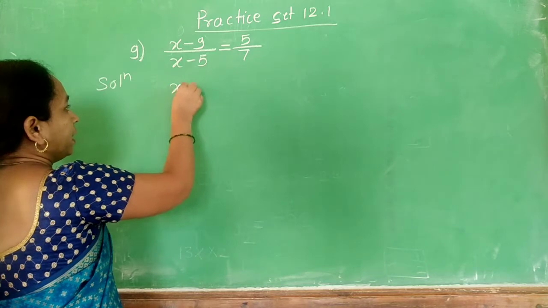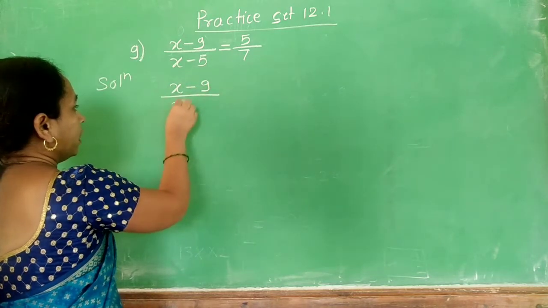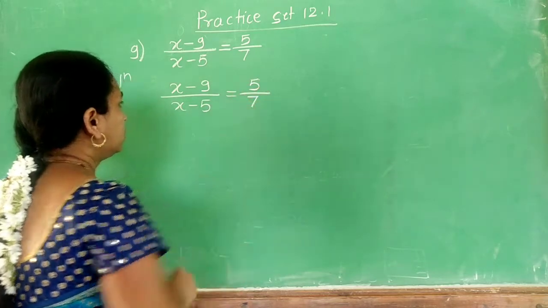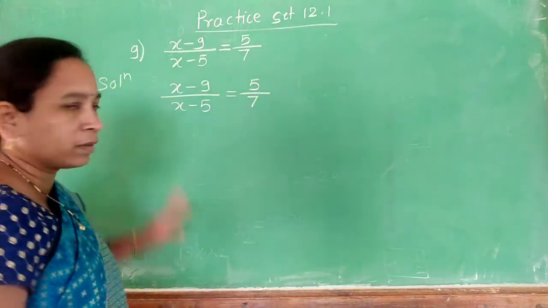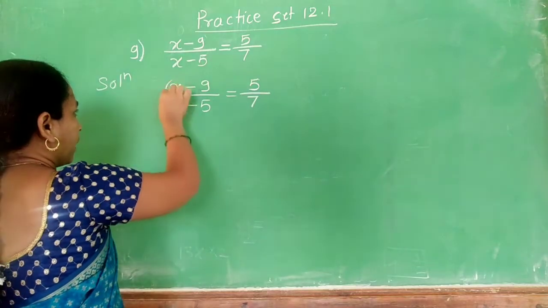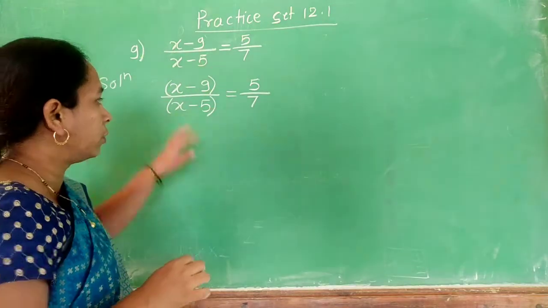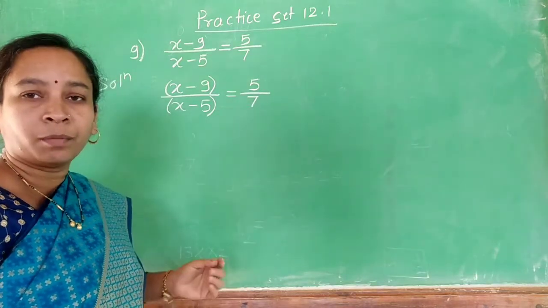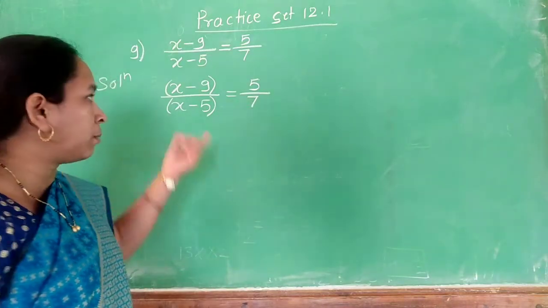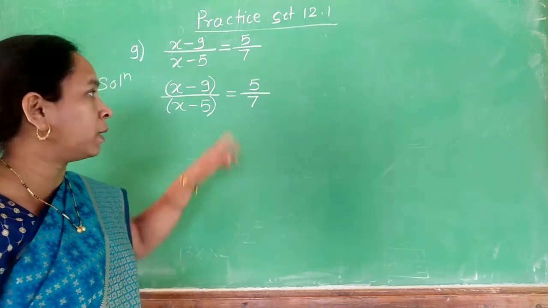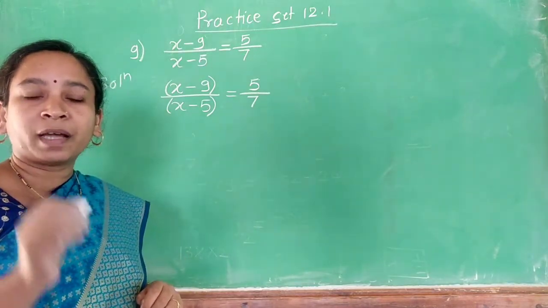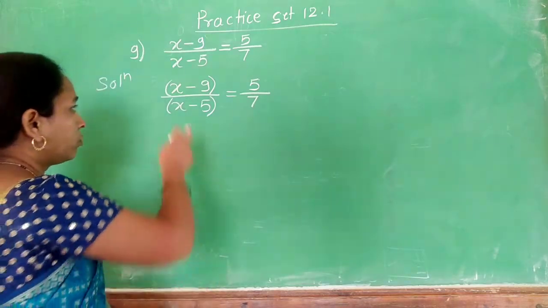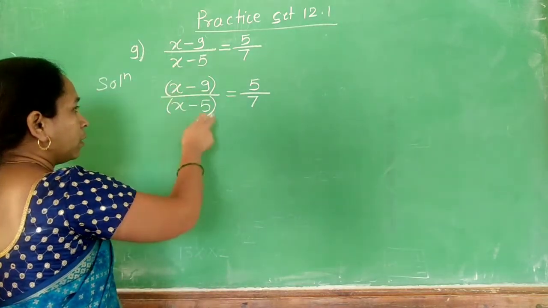Ninth example, x minus 9 upon x minus 5 is equal to 5 upon 7. For my convenience, again I will put them in brackets. Then you will not make a mistake while doing the multiplication. Because when we have to multiply a binomial, trinomial or any polynomial by any term, then we have to multiply each term of that binomial or polynomial. So for that I have put them in brackets.